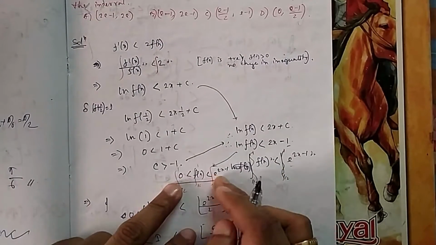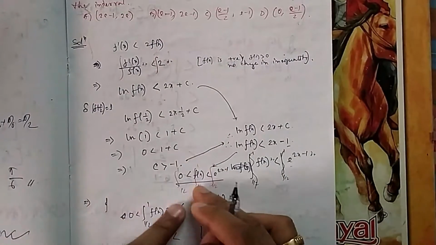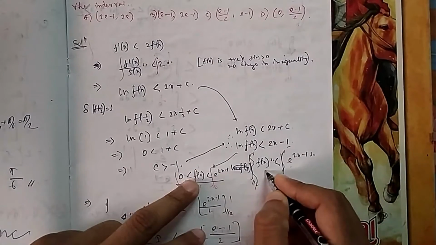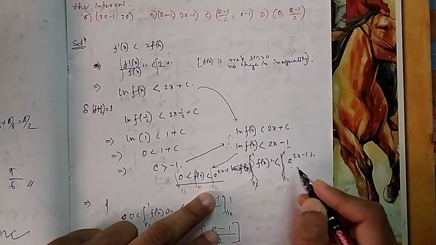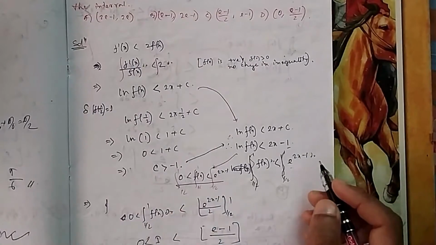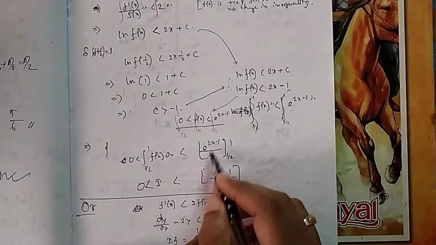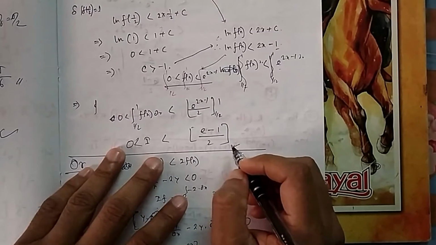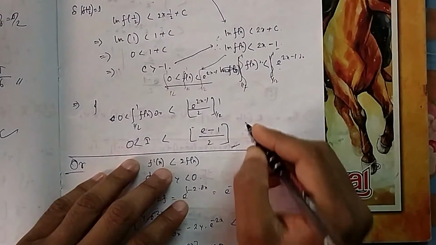So if you write this, then you take integration in all three parts from half to 1, and you will get this. This is already 0, so the integral of fx from half to 1 will be less than the integral from half to 1 of e to the power 2x minus 1. Now if you integrate e to the power 2x minus 1, you will get the answer. So obviously now you can find which one is your answer, that is option D.